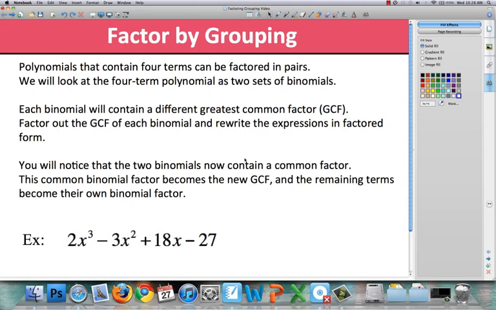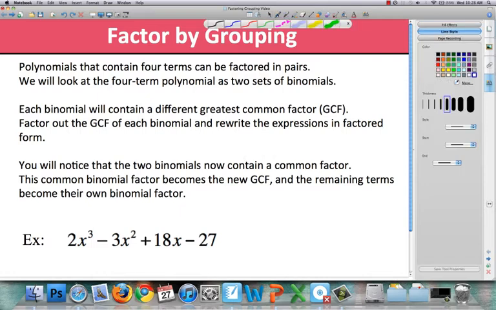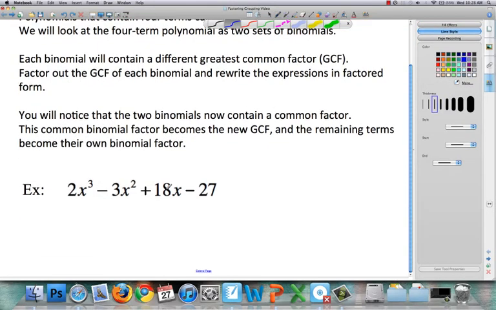The next type of factoring, which you may not have seen yet, is factoring by grouping. Polynomials that contain 4 terms can be factored in pairs. If we take a look at this example down here, this is a polynomial with 4 terms, and what you want to do is break it up into 2 different binomials.